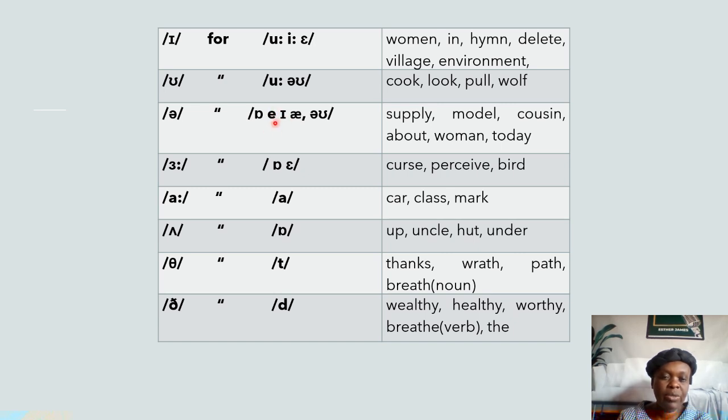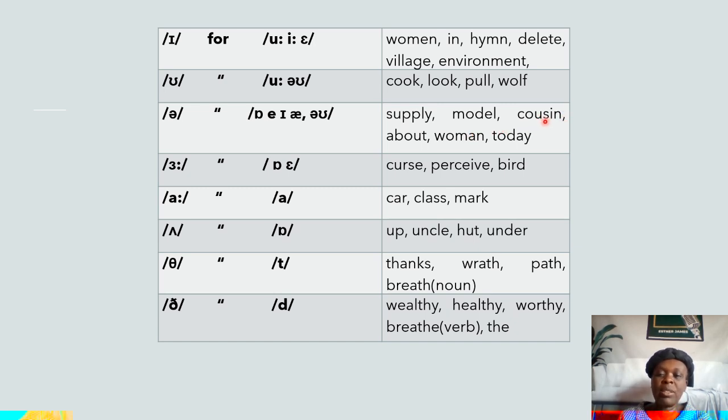We actually exchange this very sound for all of these sounds. So we say model. It's a model, not mo-del. When you say del with a full vowel, you are not pronouncing the schwa sound. So it's model.